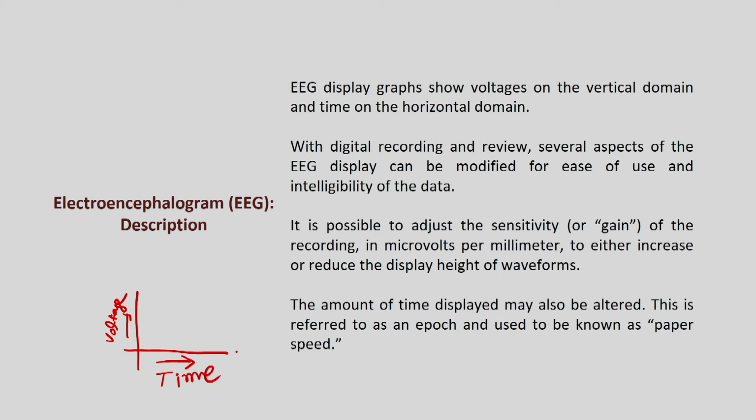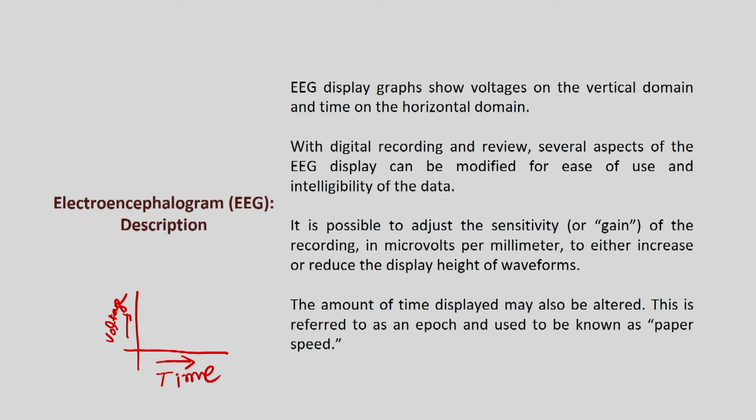Okay. So, same as we have in ECG and even in EMG, with digital recording and a lot of instruments and technology, what we get is the EEG display, which can be modified for ease of our use and interpretation. It is sometimes possible to adjust the sensitivity of the recording in microvolts per millimeter to either increase or reduce the display height of the waveform. Whatever waves we are getting, we can adjust that.